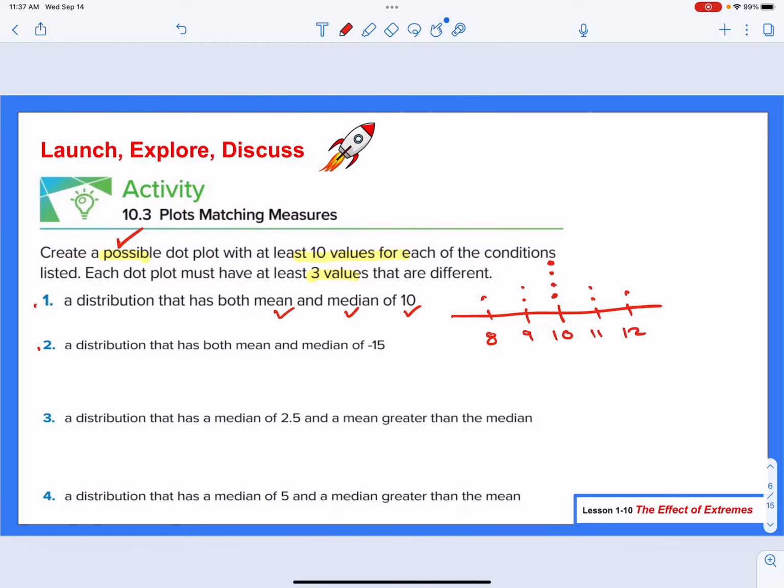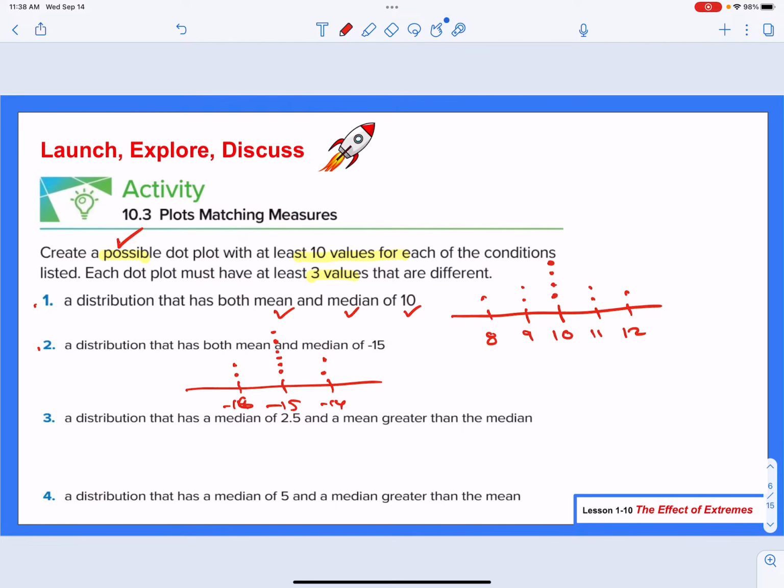For the second one, if I want to create a distribution that has both a mean and median of negative 15, I could do the same type of thing. I just start at negative 15. I can have a point here at negative 14 and a point at negative 16 and negative 14 there. I can have 1, 2, 3, 4 values there, or even 5 and 6. I can have 2 there and 2 there. By doing a nice balance there, I can make sure that with a bell-shaped curve, I'm going to have the mean and median at negative 15.